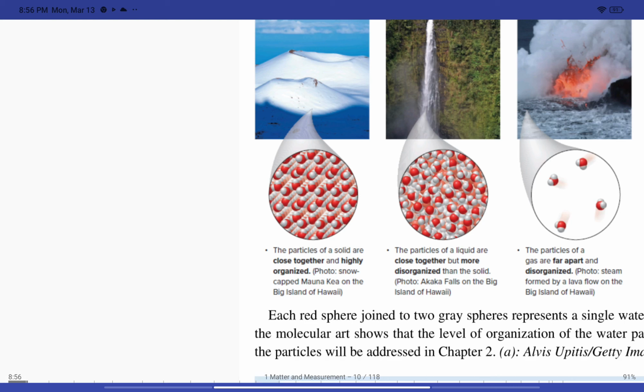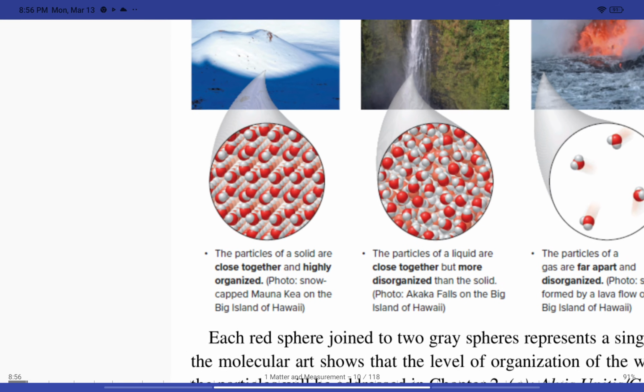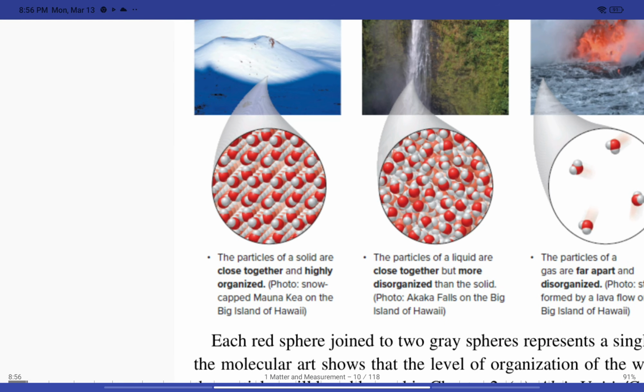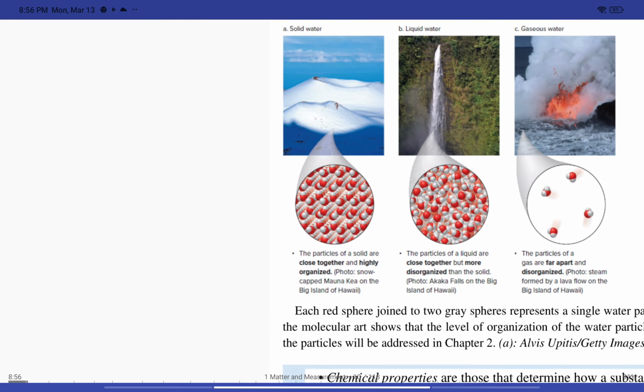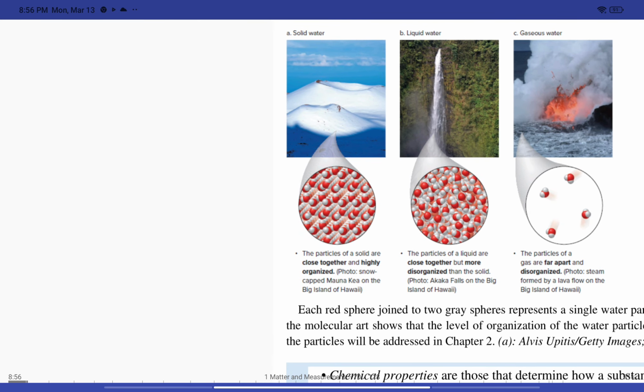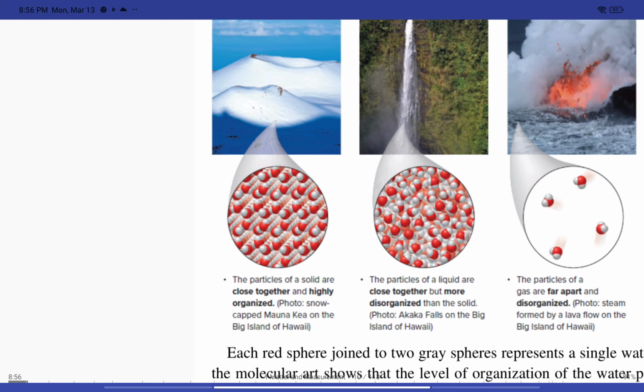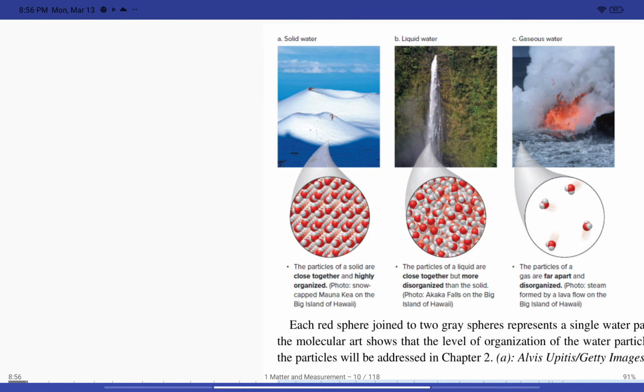So here we have the closer look of the ice, which is the solid form of water. The particles of a solid are close together and highly organized. On the left side of the presentation, the photo shown is Mauna Kea on the Big Island of Hawaii. And here you have liquid water. The first one is of course solid water, ice.